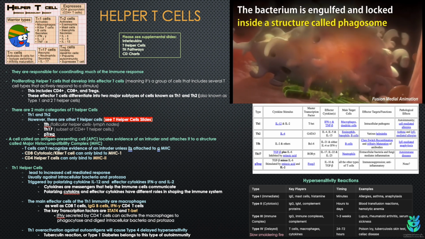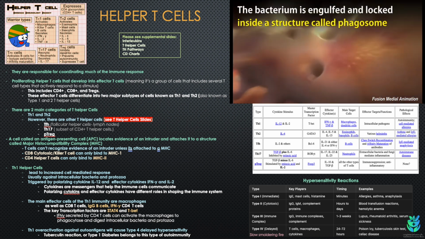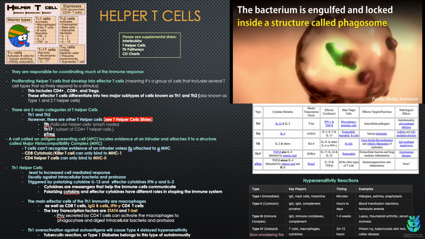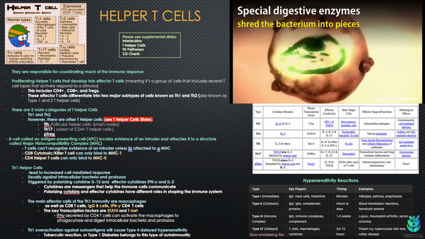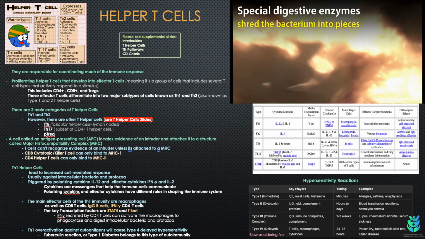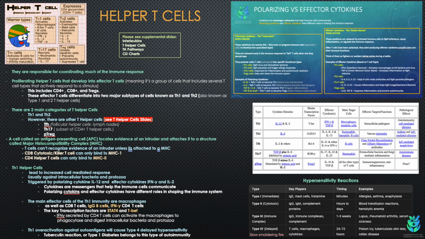And as we learned earlier, the bacteria is engulfed and locked into a structure called a phagosome. That's basically like a digestive system that is ripping apart the bacteria or foreign object in it. And then when it's done, it takes those pieces and particles of the bacteria and puts them on the cell surface so that the T cells can be triggered. They can also be triggered by cytokines, interleukin 12, and effector cytokines, interferon gamma and interleukin 2.